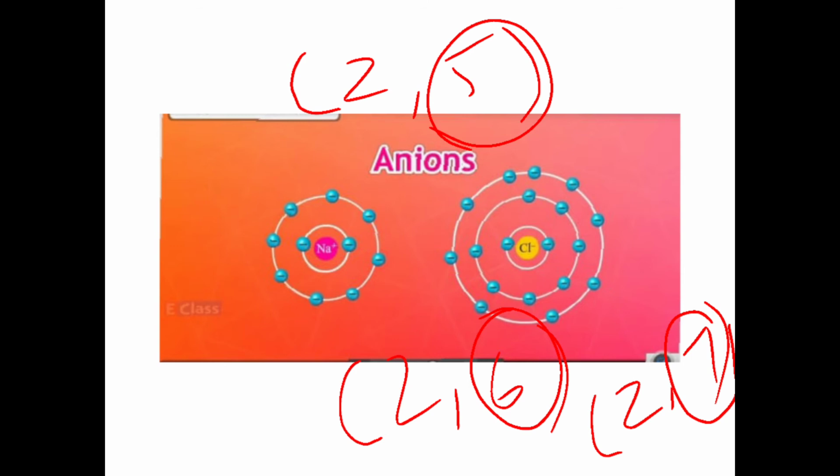So what they do, instead of giving the electron, they accept the electron. They take electrons from others, right? They accept the electron and hence make the octet state. So that is called the formation of anions. So non-metals have a tendency to accept electrons in their valence shell and form negatively charged ions called anions. So anions are negatively charged ions.